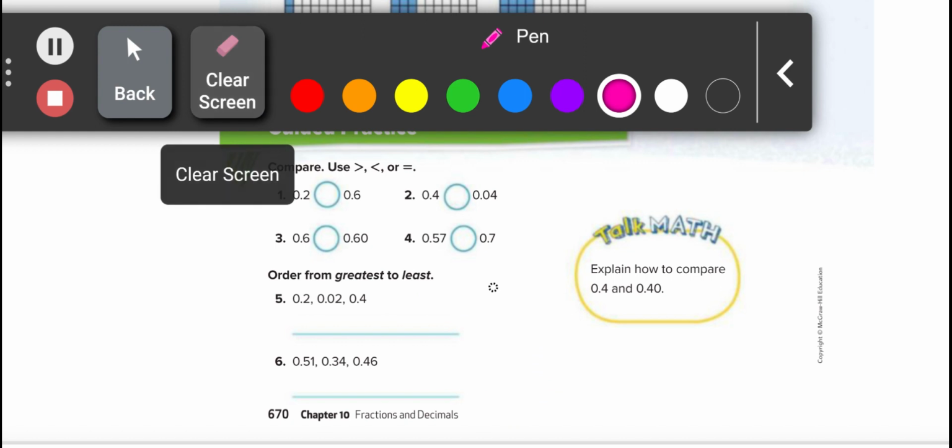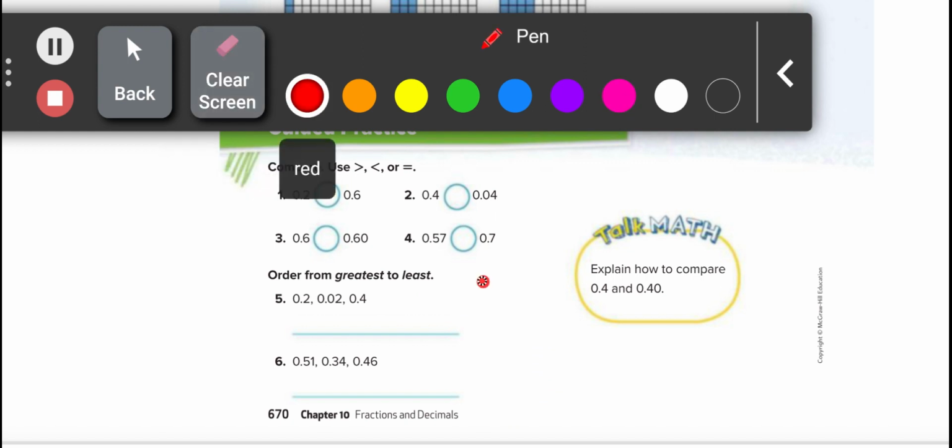But I do want you to stack them up if you have to order them. On this last one, stack it up. See if you can figure this out. Make sure your decimals lined up. I do want you to stack it up.